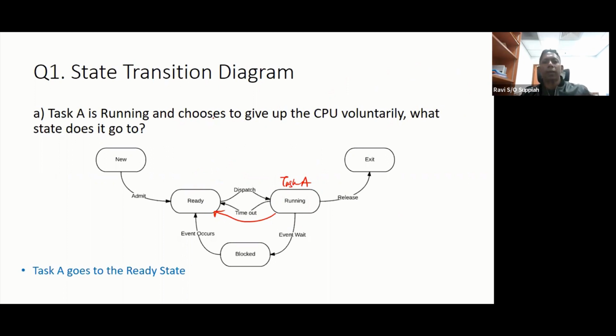If it decides to terminate, then it will go to exit. But in this case, I'm giving up the CPU. That means there could be other tasks waiting in the ready queue, and I choose to give up the CPU to allow other tasks to run. So in that case, I'll go to the ready state. If I want to terminate myself, then I go to the exit state. So there are two different things.